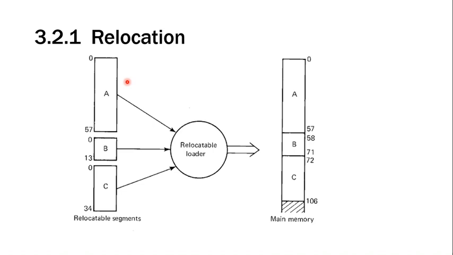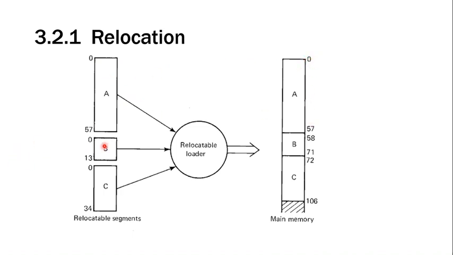Suppose I assume that in the memory space you can load from 0 itself. If you assume that you can load from 0 itself, then the object codes belonging to object program A can be loaded into the main memory starting from 0 to 57 itself. So it means there is no need of relocation for program A. There is no need of relocation for program A, because it is loading from 0 to 57 itself.